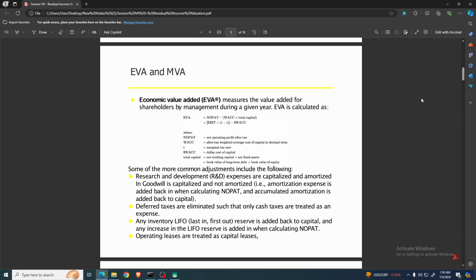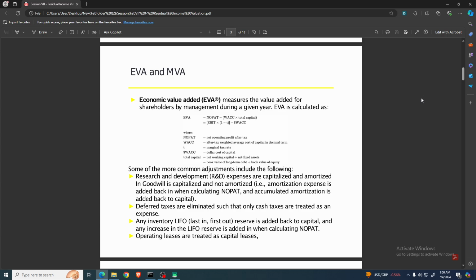And then you have deferred taxes. So only cash taxes are considered expenses under the economic value added approach. Deferred taxes are eliminated from the calculation. And then the inventory. So last in first out, LIFO. LIFO reserve is added back to capital and any increase in the LIFO reserve is again included in the net operating profit after tax, or in the NOPAT.